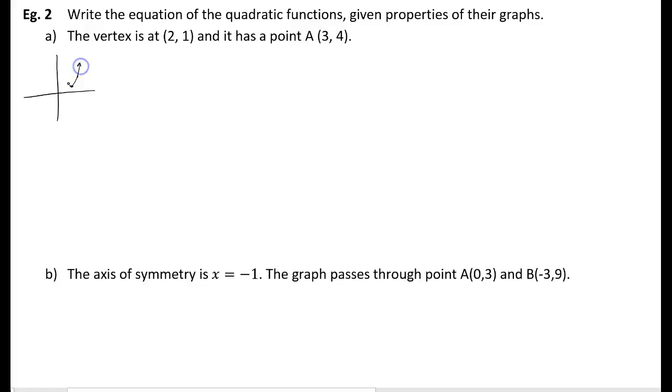So my parabola is going to look something like that. It's just a sketch to help me picture what's going on. I know from this that we can go y equals a, but I don't know what a is, and then plug in my values for p and q. It's going to be x minus 2, don't forget it's the switch of signs, squared, plus 1. But I need to solve for that a value.